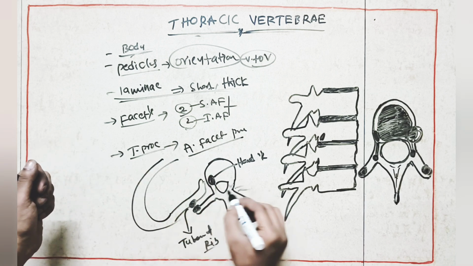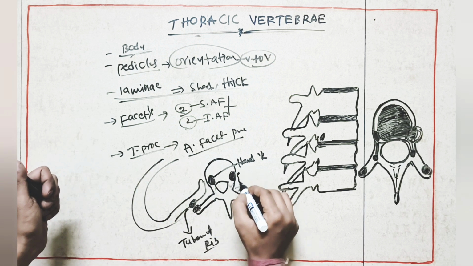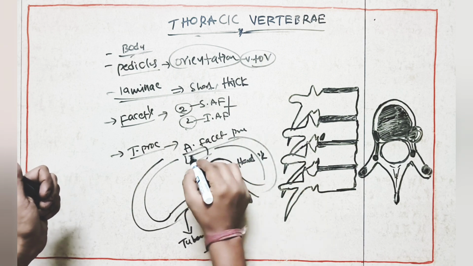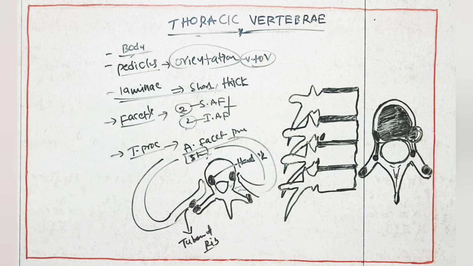The rib will come like this. This is also a demi-facet. The ribs will come like this, and in the middle we will have the sternum. This is the rib cage. So this is about the transverse process.